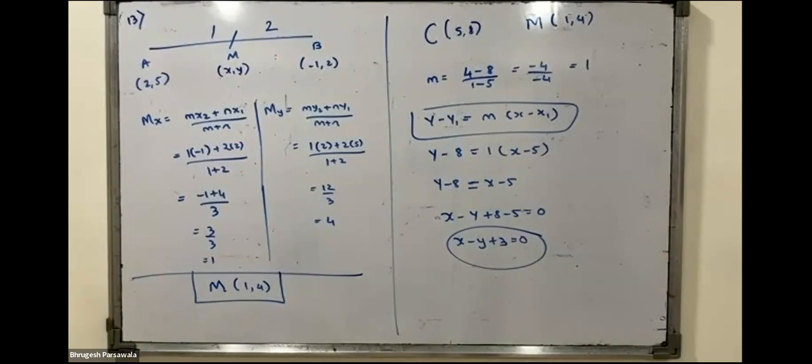Sir, in this sum, they have said find the equation of line passing through the points C and M. So which one do we take, X1 and Y1? Anything, beta. Anything. In both the cases, you get same answer. Yes, sir. Chalo, let us move to the 14th one.